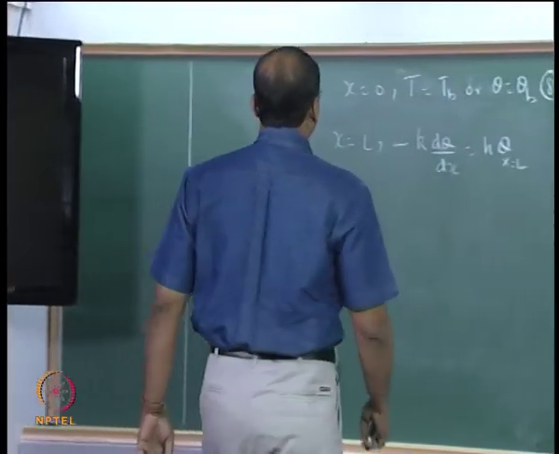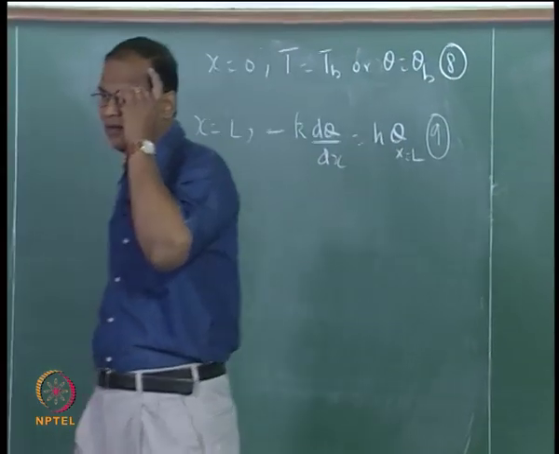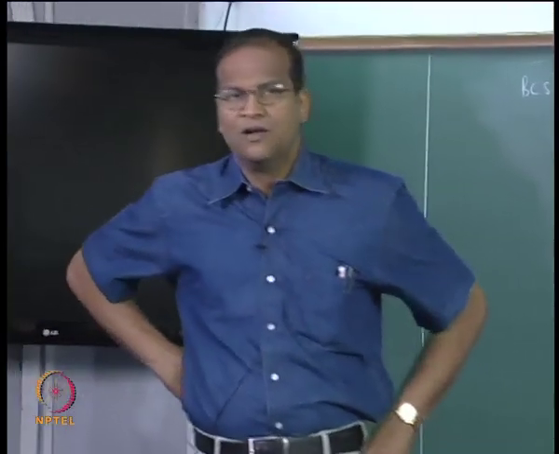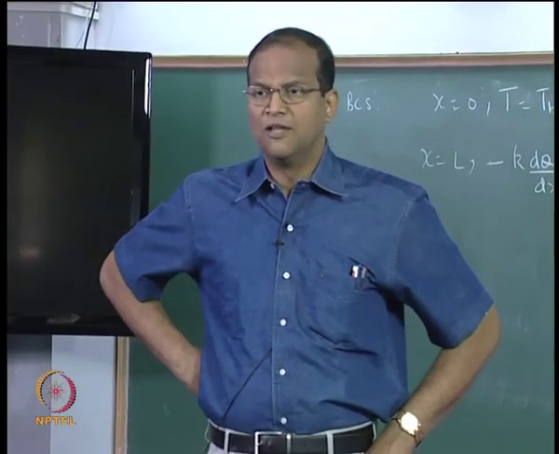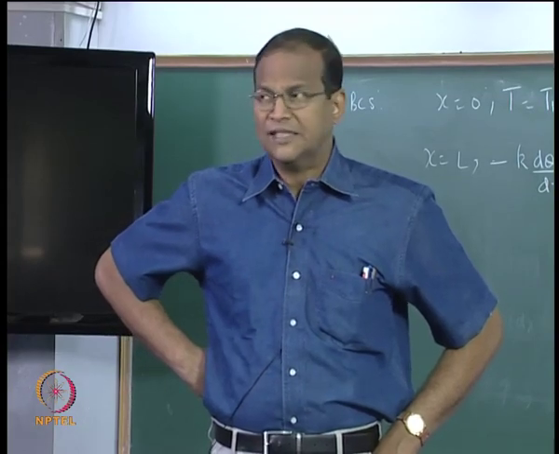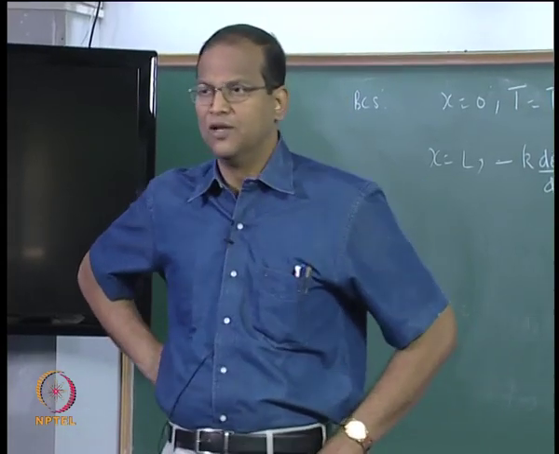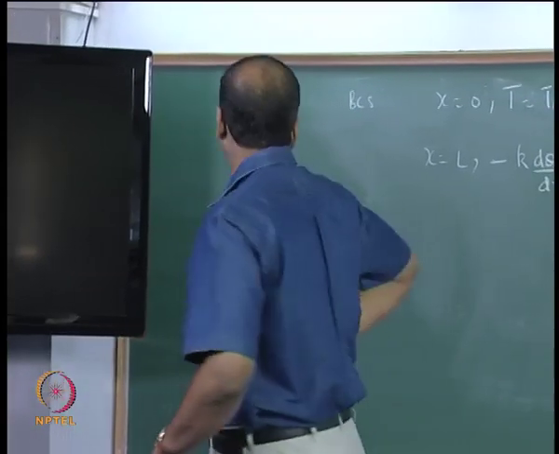Will be equation number 9. So the fin equation given by equation number 7, along with the two boundary conditions 8 and 9, close the problem mathematically. It is now possible for us to write the general solution to the problem, apply the two boundary conditions and find out the solution, right. Let us do it now.